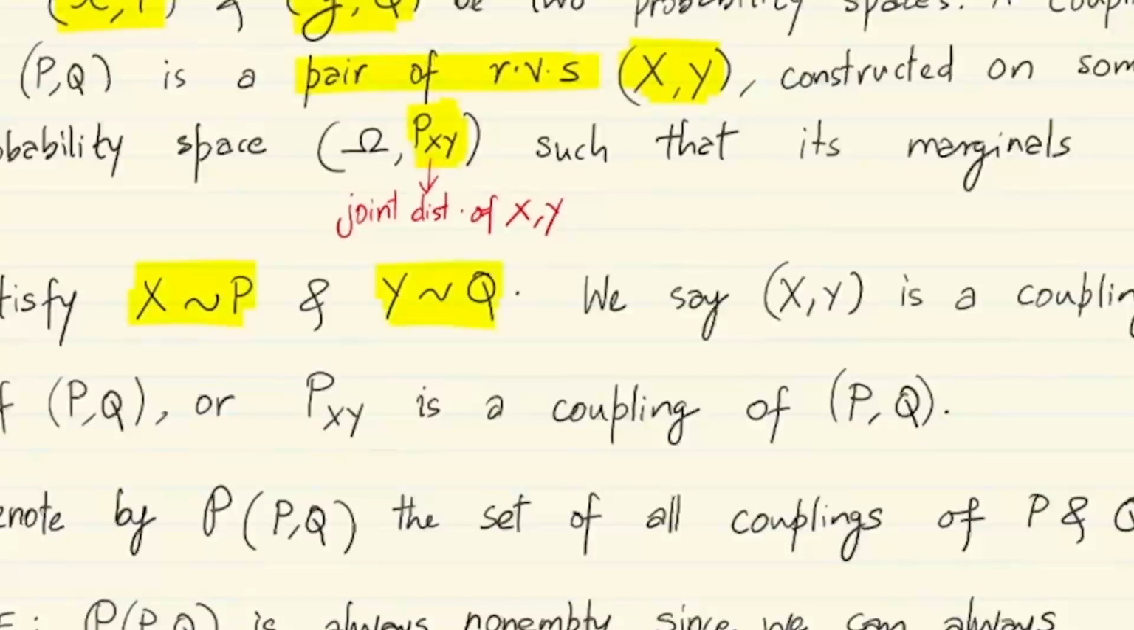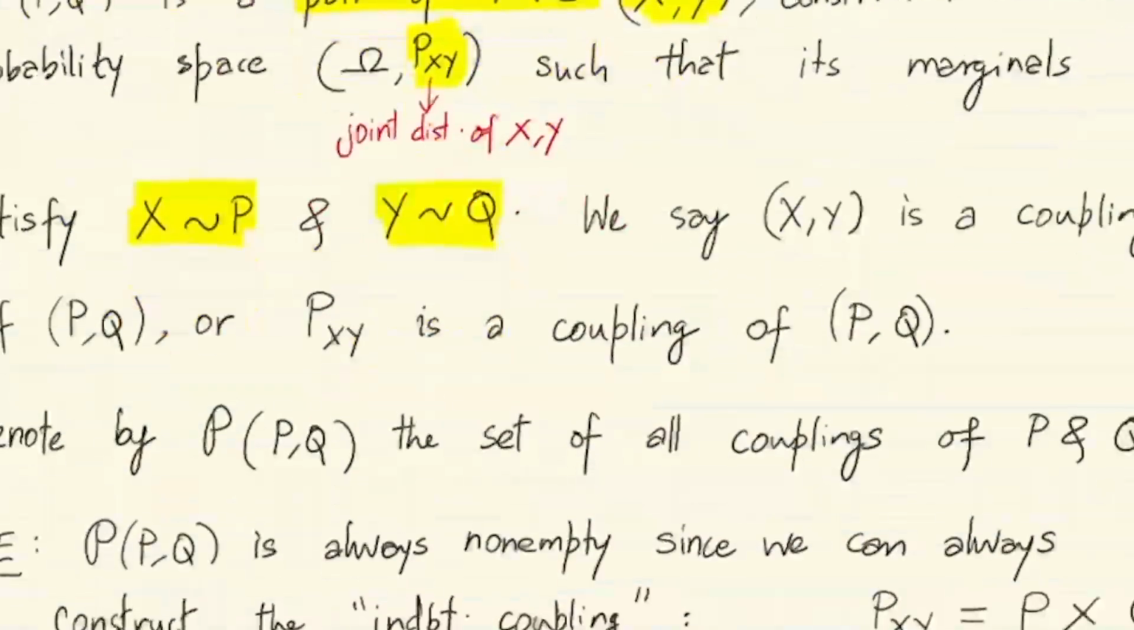Okay, so in short, if you are given two probability distributions P and Q, any construction of joint random variables X and Y whose marginals are respectively X distributed according to P and the Y marginal is Q is called a coupling of the measures P and Q, or the distributions P and Q. So notation for this is that we say (X, Y) is a coupling of (P, Q), or Pxy is a coupling of these two distributions. The joint distribution Pxy is a coupling of the tuple of marginals P and Q.